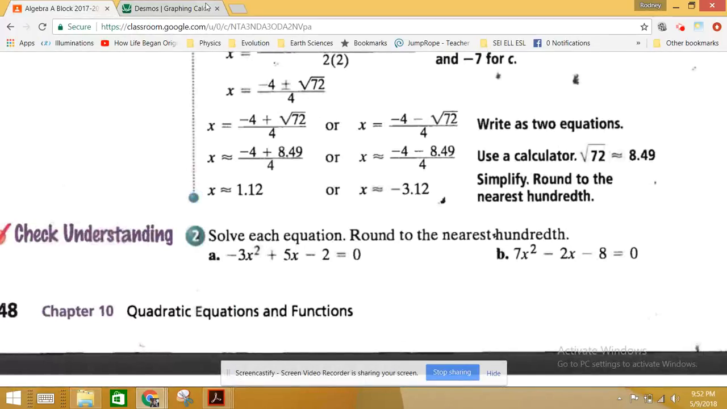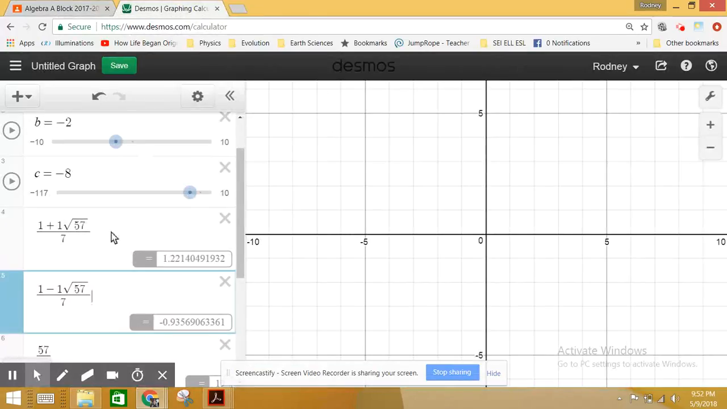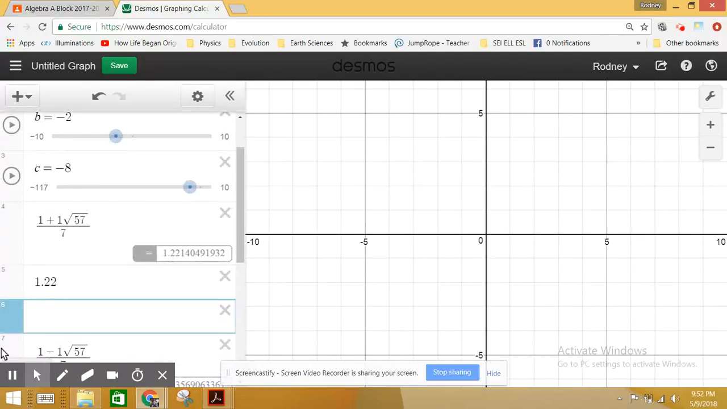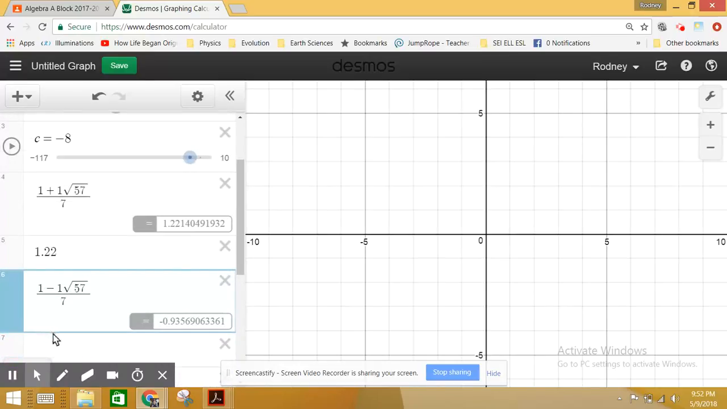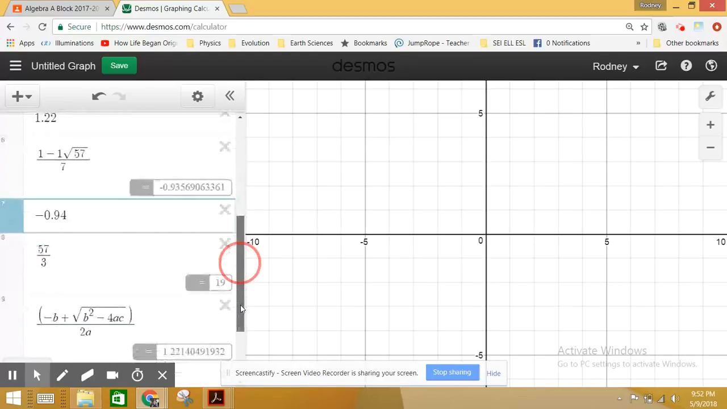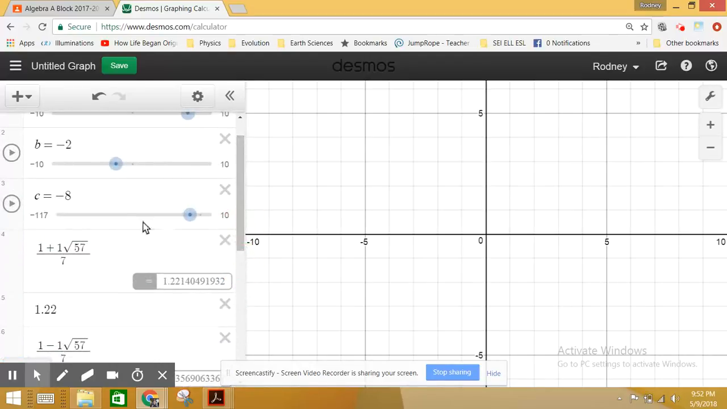are my answers. So here, this is rounded at 1.22, and the next one is rounded at negative 0.94, and those are my answers. I rounded them nicely. For this one, I'm going to go ahead and plot this one.